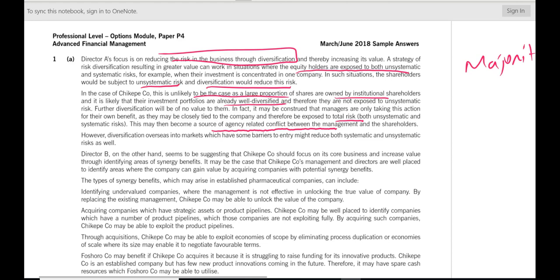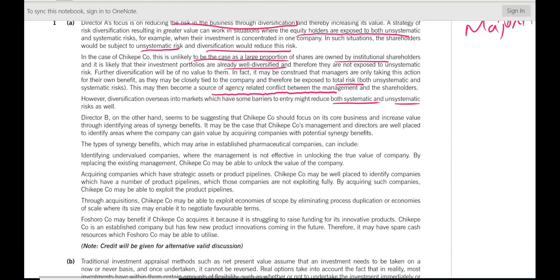However, diversification overseas into markets which may have some barriers to entry might reduce both systematic and unsystematic risk as well. Director B, on the other hand, seems to be suggesting that the company should focus on its core business and increase value through identifying areas of synergy benefits. It may be the case that company management and directors are well placed to identify areas where the company can gain value.